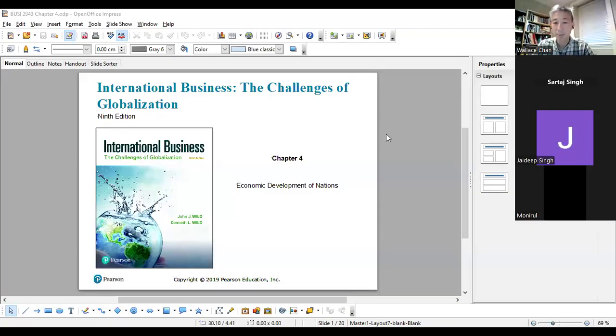So today we're going to talk about the economic development of nations. Now, the reason why we need to talk about this has to do with, if a business wants to expand, how does it perceive a country? Should it perceive it as a potential production center, or does it perceive the country as a potential market? So we're going to spend time to talk about this. Let's take a look at what I have prepared.